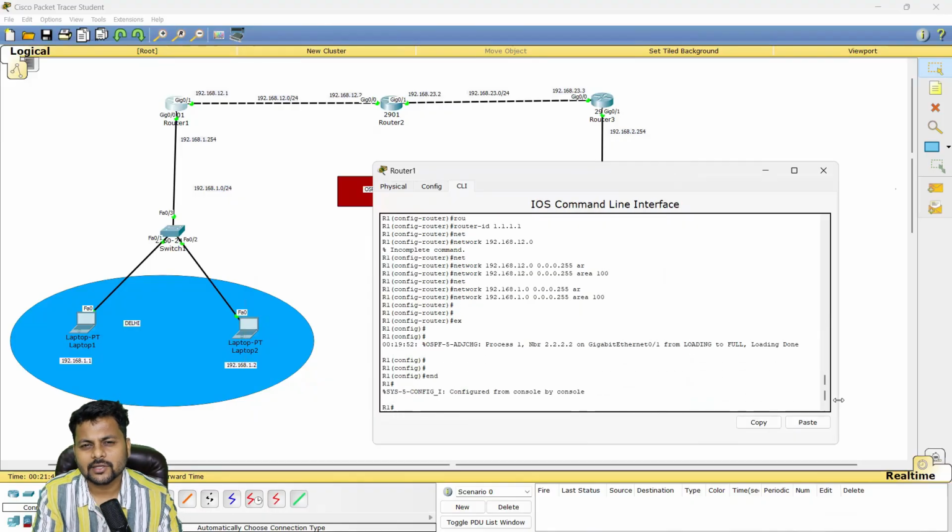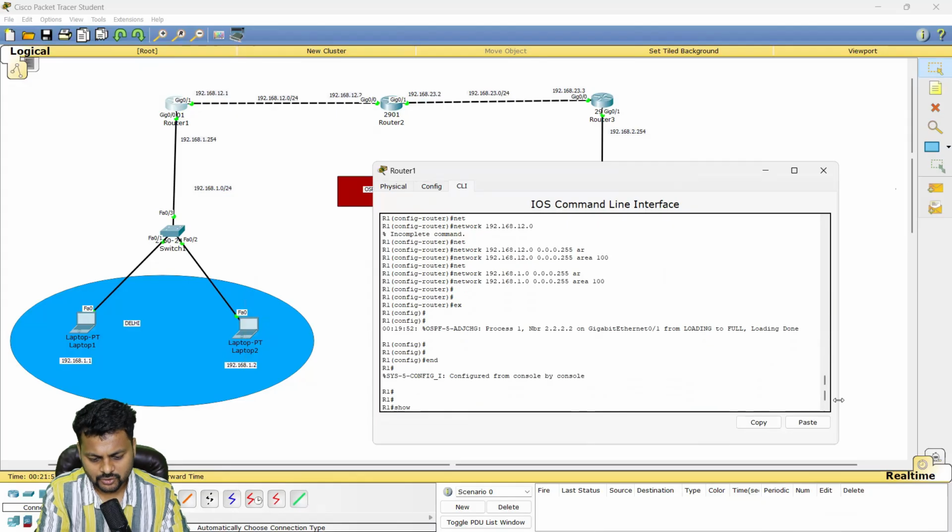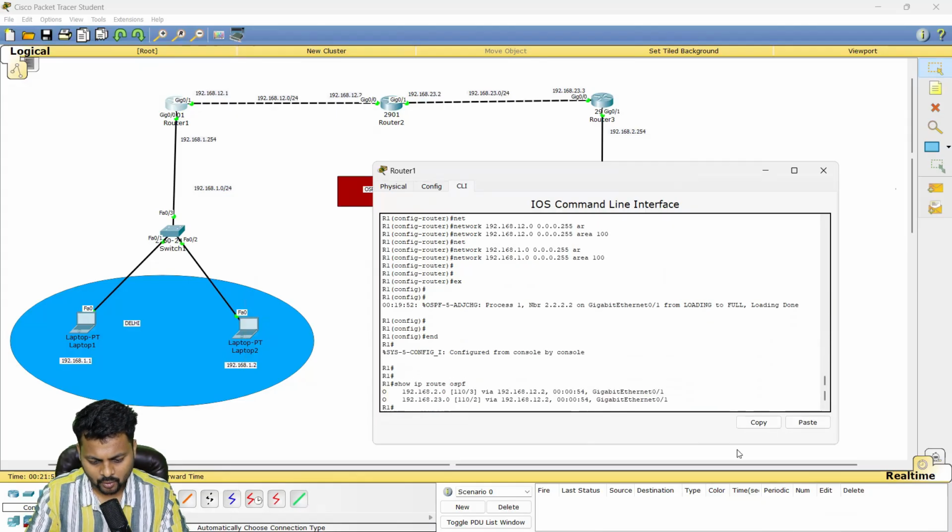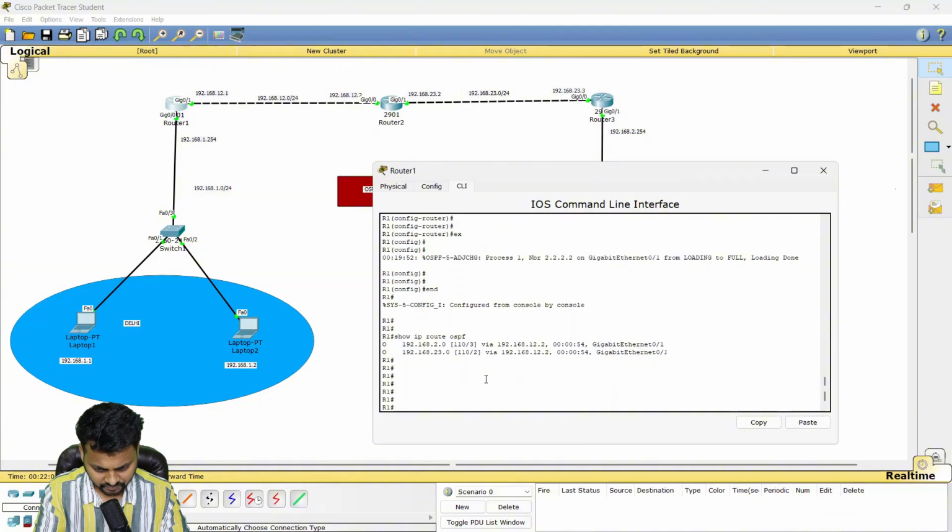So you have a single area. In a single area, you only have one type of route, which is called an O route, also known as an intra-area route. So in show ip route ospf, I can see I have an O route. I have a route for the 2.0 subnet and the 23.0 subnet as well. This is the AD value, and this is the metric for the OSPF protocol. The metric depends on the bandwidth.